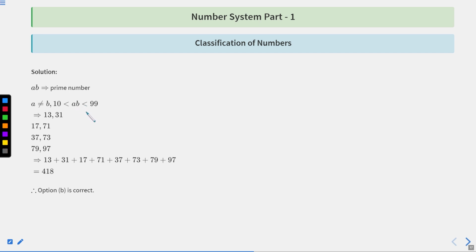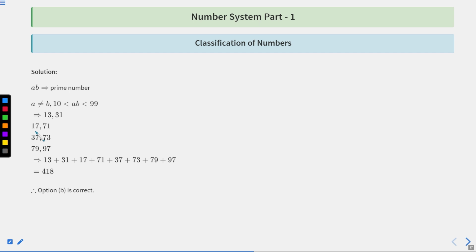So let us check which numbers satisfy this property, such that if AB is a prime number, then BA is also going to be a prime number. So 13 is one of the possibilities, correct? 13 and 31, both are prime numbers, AB and BA, correct? So this works here. Next, let us see what other numbers we have.